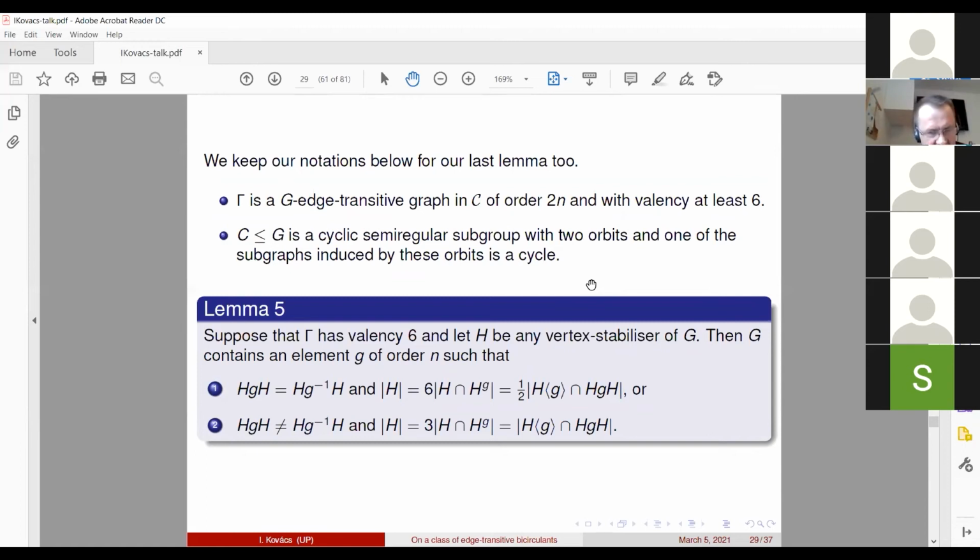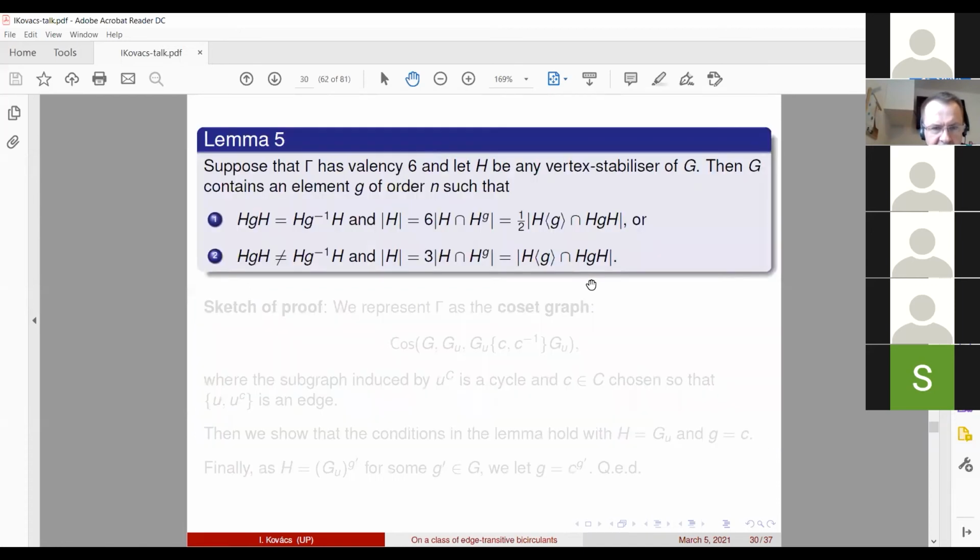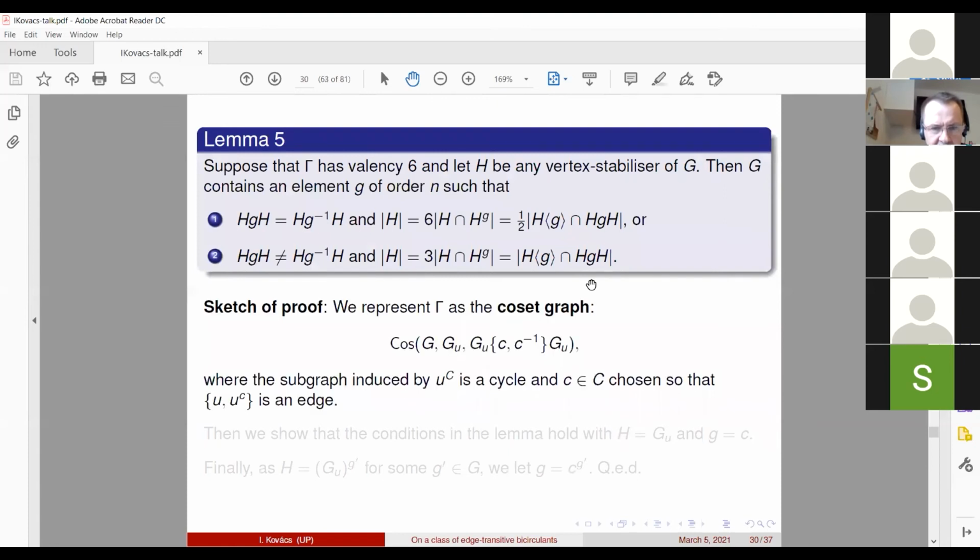The lemma is that suppose you somehow know the group of the graph, and you also know one vertex stabilizer. This lemma then gives some conditions that the group should satisfy. And we will see that in some cases we can construct the group without knowing the graph. We will see that it is possible. And the lemma simply says that in that case, the group should contain an element of order n satisfying this condition. I will not prove this, but just show you the idea.